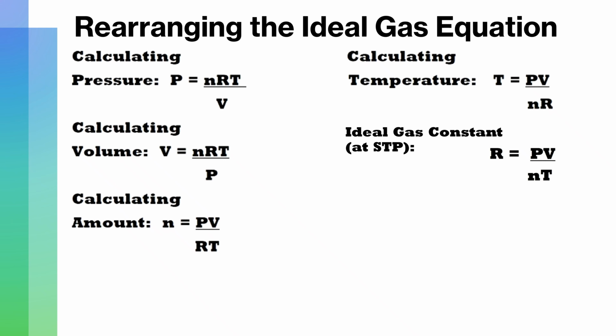Now, you can also, if you want to, prove the numerical value of the ideal gas constant at STP, standard temperature and pressure. And to do that, it is R equals pressure times volume divided by the amount in moles times temperature. And I'm going to do that in a bit. But let's have a look at how we actually rearrange the ideal gas equation to get these rearrangements.